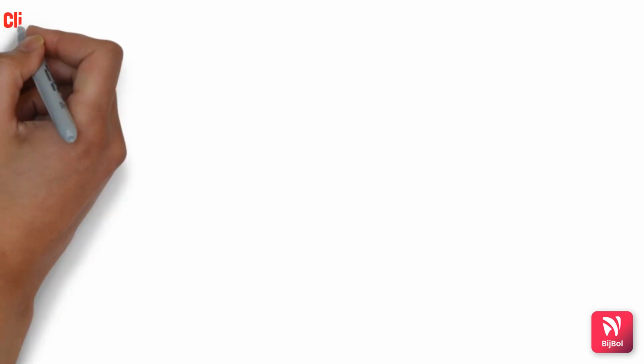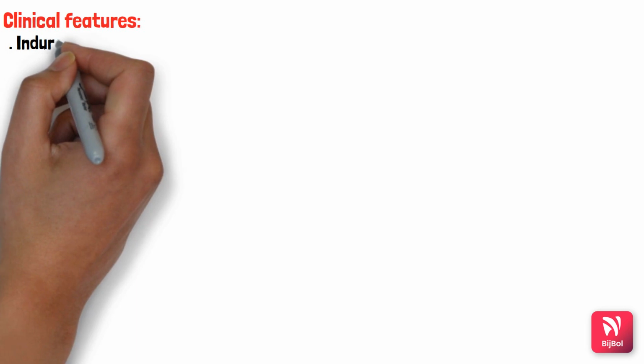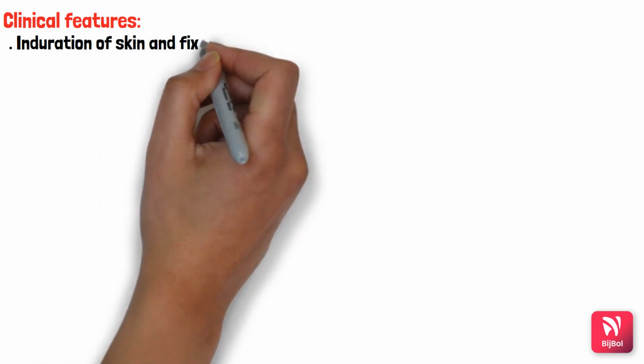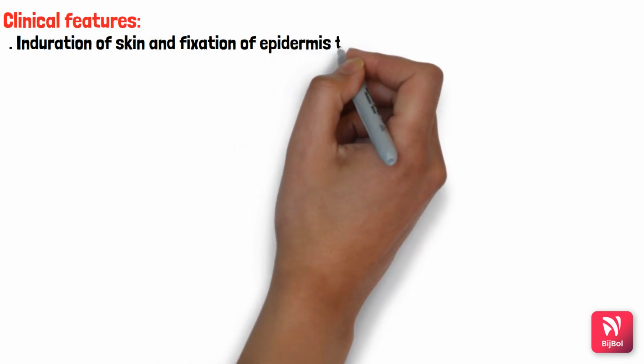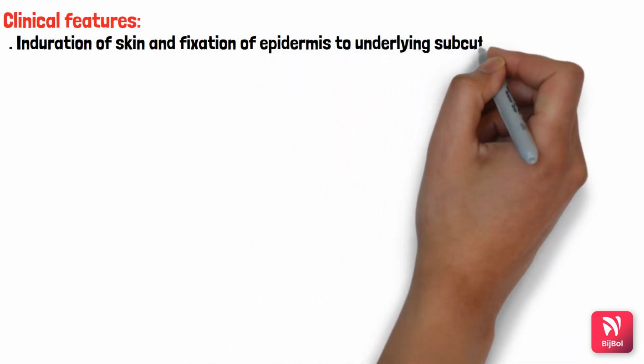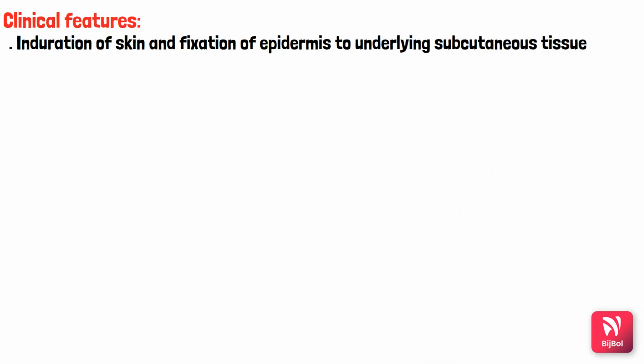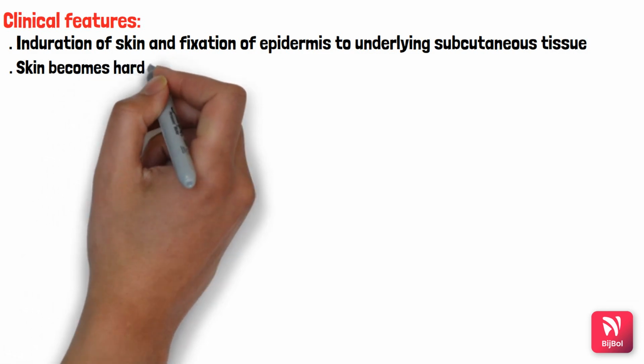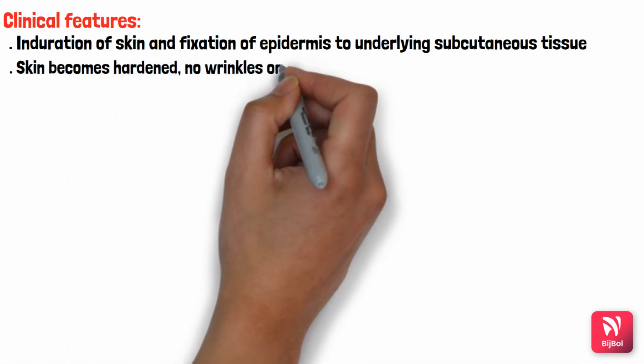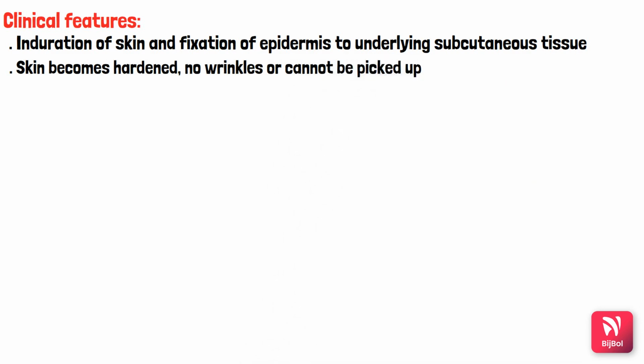So what are the clinical features? As this collagen is deposited in various tissues, first we will see cutaneous manifestations wherein the skin will become tight, that is, there will be hardness and induration of the skin, as well as fixation of the skin, that is the epidermis, to the underlying subcutaneous tissue. The suppleness of the skin will be lost, because of which the skin becomes hardened. Whenever there is good suppleness, we see wrinkles and we can even pick up our skin. But here, because the skin is hardened and fixed to the underlying subcutaneous tissue, wrinkles will not form and it cannot be picked up, resulting in contractures of the skin.